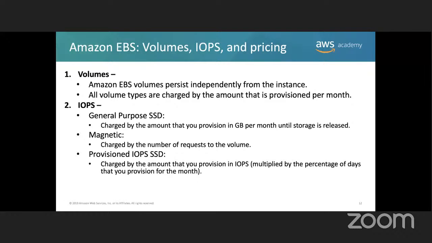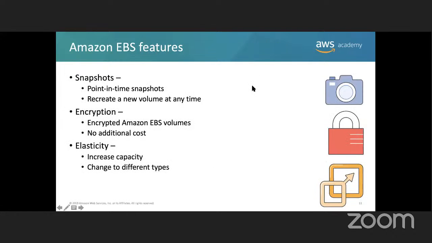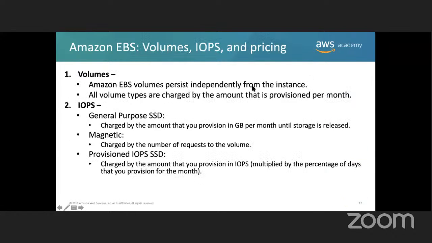Now, Amazon EBS volumes persist independently from the instance. So they don't need to be attached to an instance, right? They can be detached from an instance, of course. If they're detached, they have no purpose. It's not in use, it's just available, right? They will always be functional when they're attached to an instance, but they can persist independently from the instance. They will not disappear when the instance disappears.